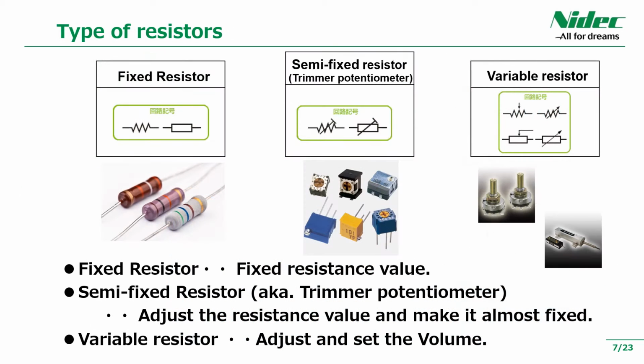This slide will show you three types of resistors: a fixed resistor, a variable resistor, and a semi-fixed resistor. A fixed resistor works to fix the resistance value, which is the ratio of voltage to current. The variable resistor, which allows the user to change the resistance value by turning the attached knob, is assumed that the setting is changed multiple times.